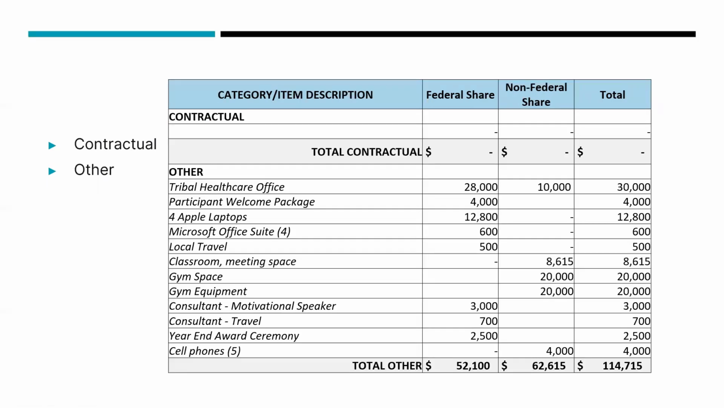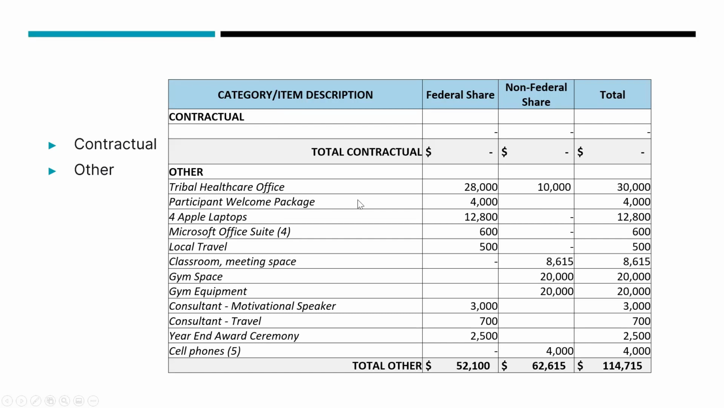So contractual, we didn't have contractual in this project, so that is blank. And the other are all the other costs that will be needed to implement this project. We have a tribal healthcare office. There's a contribution agreement that they agreed on to cover the costs of doing the blood work for those people and doing those initial health screenings. So that's how they decided to work it out.